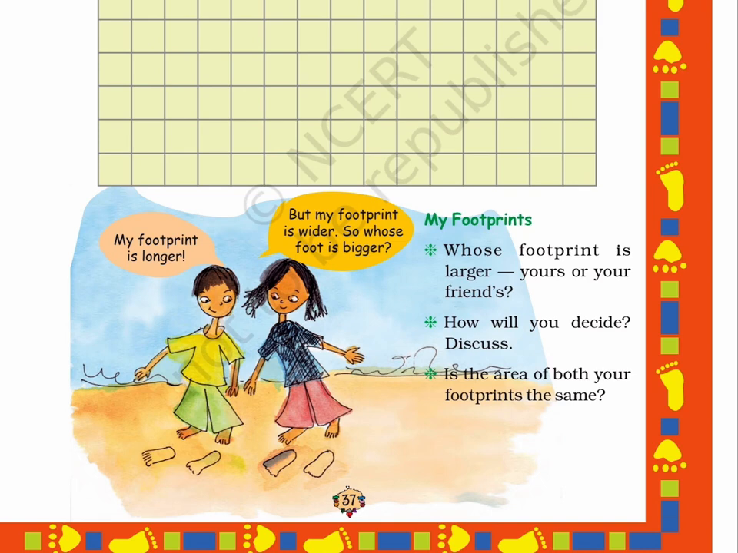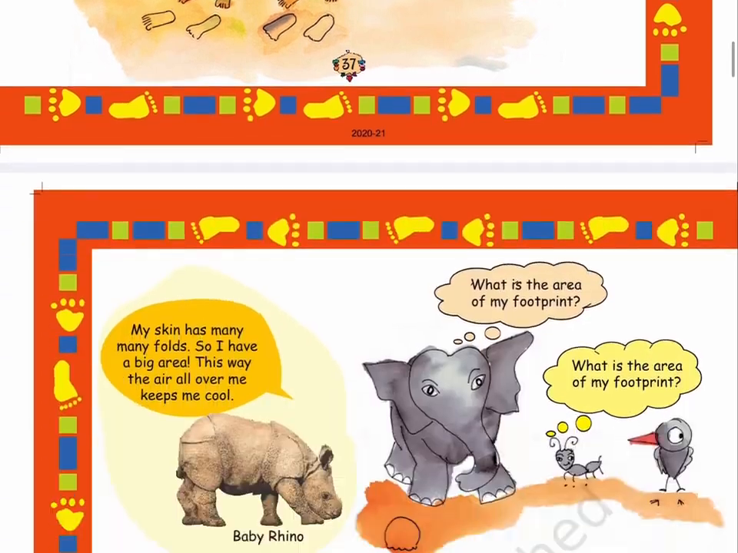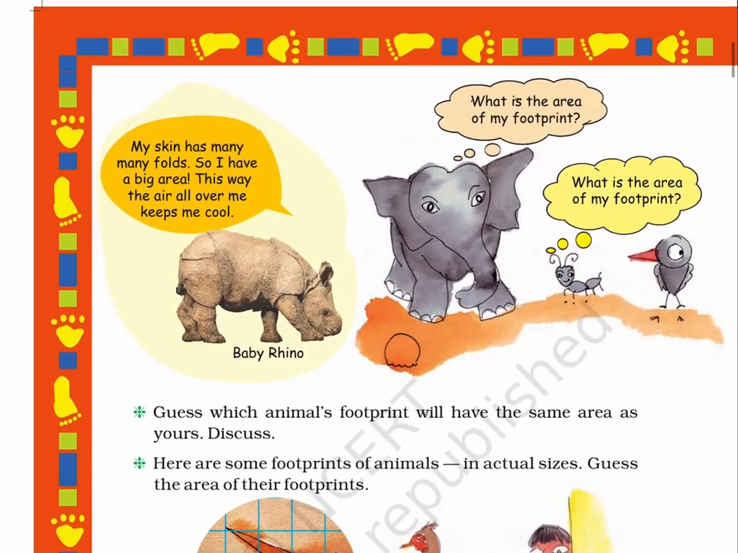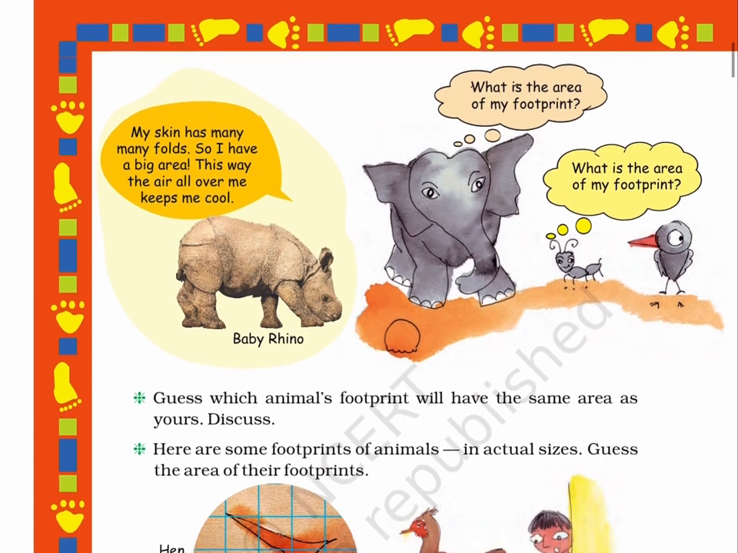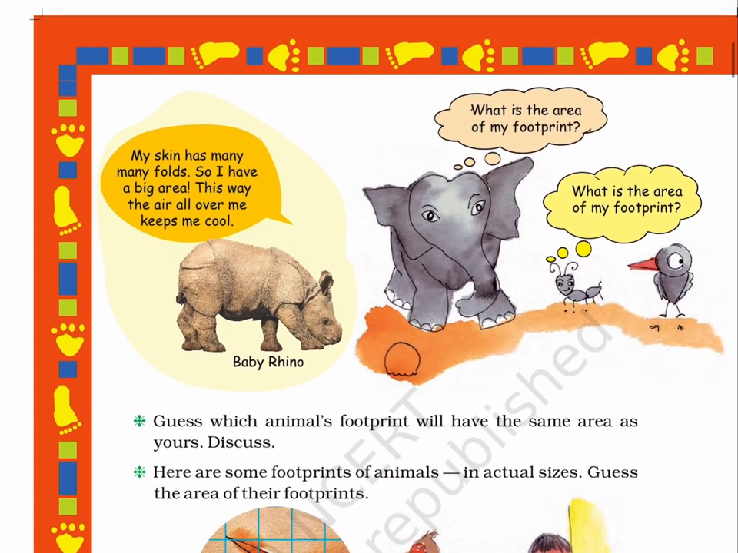Discuss. Is the area of both your footprints the same? Page 38. We have the picture of some animals and birds on top of the page. A baby rhino tells us, "My skin has many folds, so I have a big area. This way the air all over me keeps me cool."